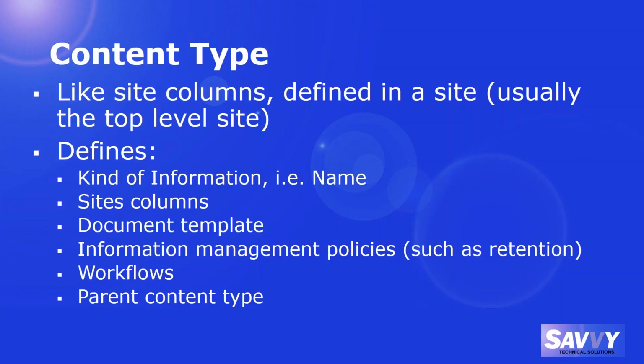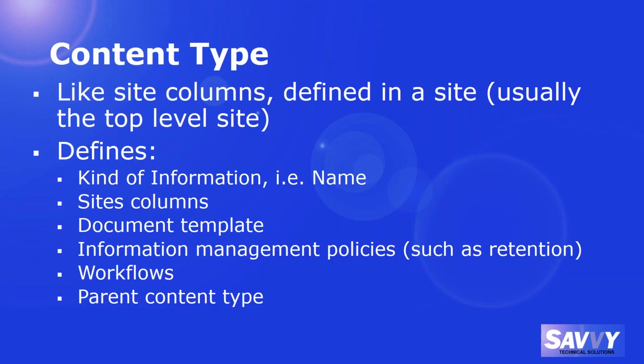That way you can create sort of one content type to define things like site columns, and then create child content types that maybe have unique templates, unique retention policies, etc. So it's possible to create rather exotic inheritance models surrounding content types. There are a lot of organizations that put a really great amount of effort into categorizing information this way.